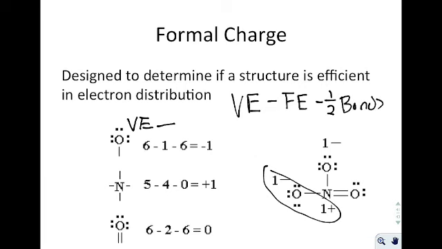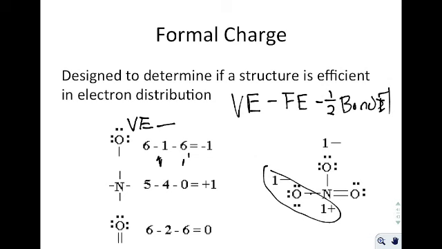For example, if you were to look at this oxygen right here, this oxygen should have 6 valence electrons. That's where it is on the periodic table, group 16. But it has 1, 2, 3, 4, 5, 6 free electrons. That's where that 6 comes from. And then it has half of one bond. Remember a bond is 2 electrons. Since it's a bond of 2 electrons, half of 2 is 1. So that's where that 1 comes from.